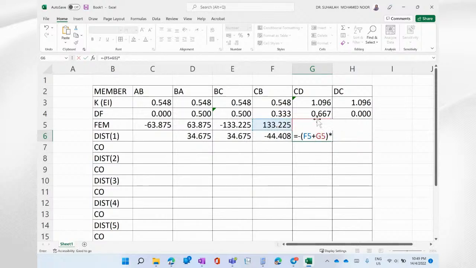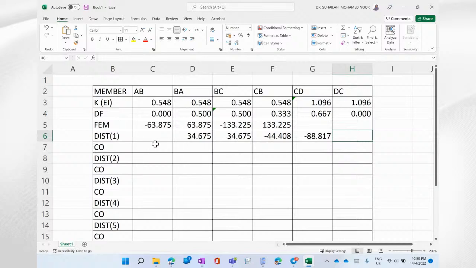So we do the same for the next one. Times with factor 0.667. So I put a dollar sign here to lock column BF. Okay, and there's no value to be distributed for DC.